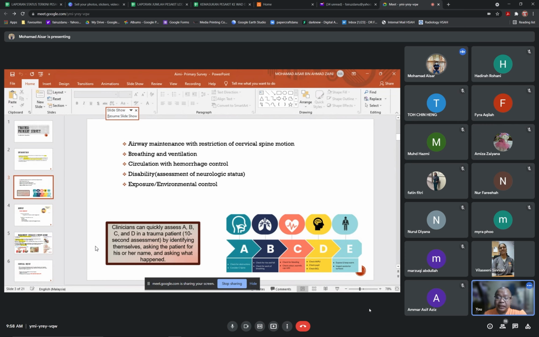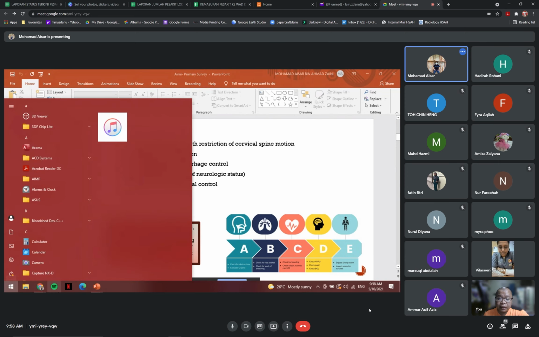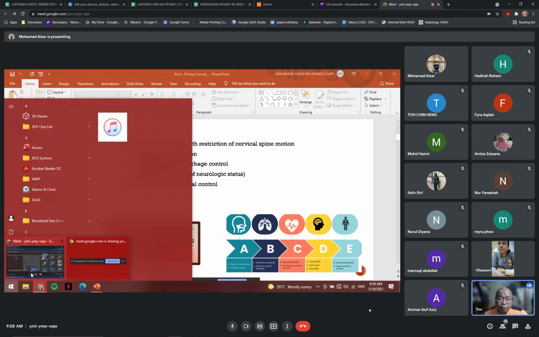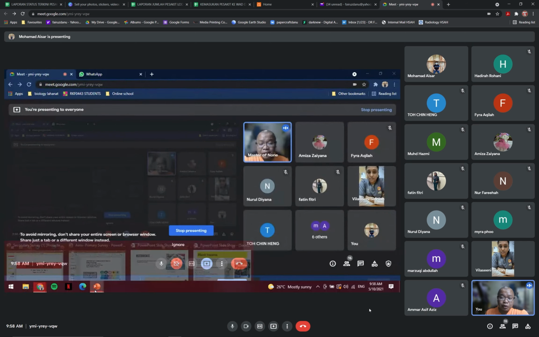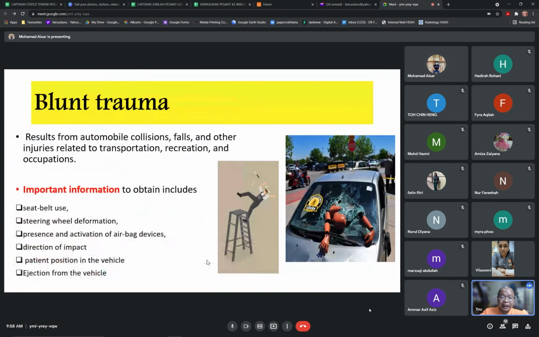So the ABCD is to structure your examination. And you must remember, if you notice, all the life-threatening causes we mentioned earlier can usually be detected at A and B. That's why you need to do your A and B very thoroughly, because most of the life-threatening conditions we mentioned are at A and B.